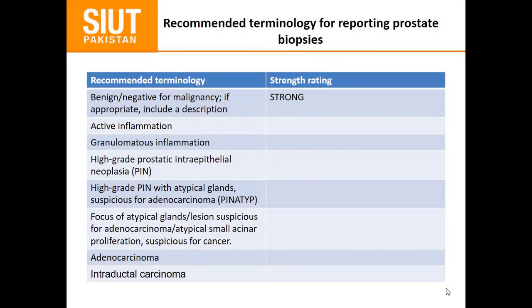Recommended terminologies for reporting prostate biopsies are: benign, negative for malignancy, and if appropriate include a description; active inflammation; granulomatous inflammation; high-grade prostatic intraepithelial neoplasia; high-grade PIN with atypical glands, suspicious for adenocarcinoma; focus of atypical glands; lesion suspicious for adenocarcinoma; atypical small acinar proliferation, suspicious for cancer; adenocarcinomas and intraductal carcinomas.